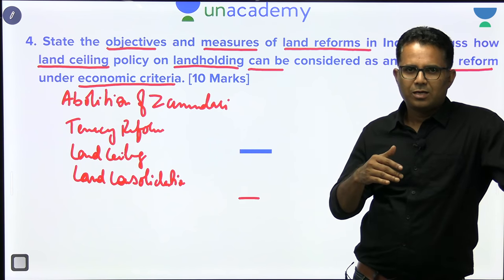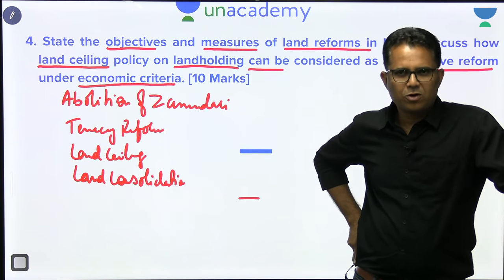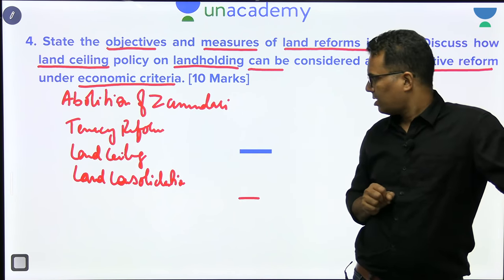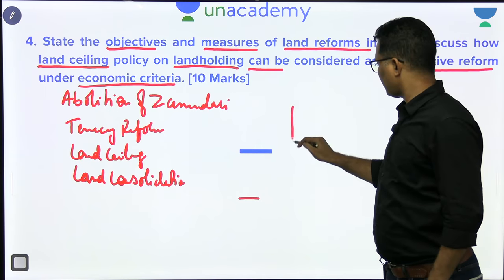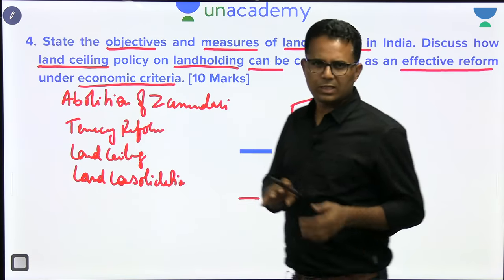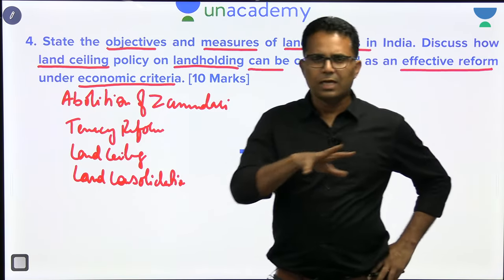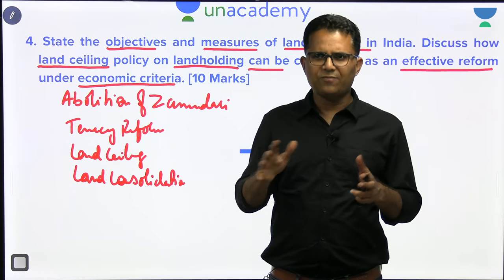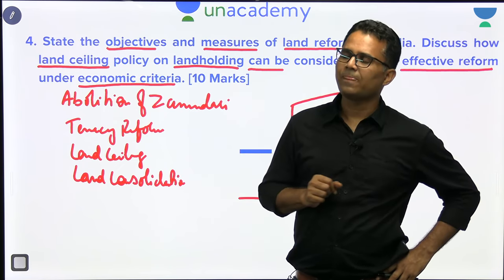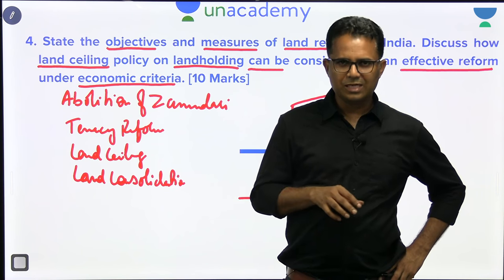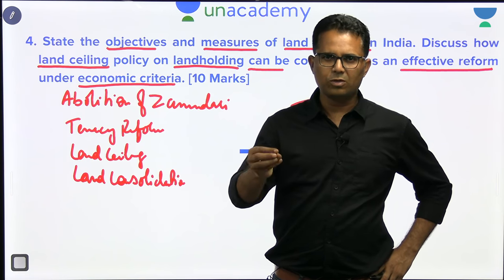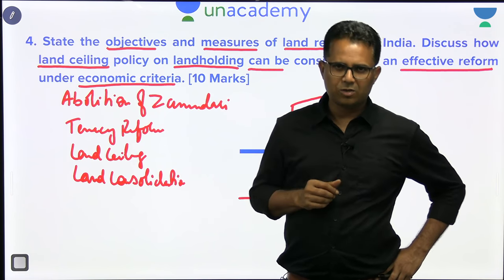So if we are putting a land ceiling, a cap on land holdings, how can we consider it a reform under economic criteria? The answer could be this. Suppose we have not put a ceiling, then what is the case? In a particular area, there will be one person having huge acres of land, and there will be a lot of landless laborers. Listen carefully. If we have not done this land ceiling, there will be one person having huge acres of land, and most of the people will have very little or no land at all.